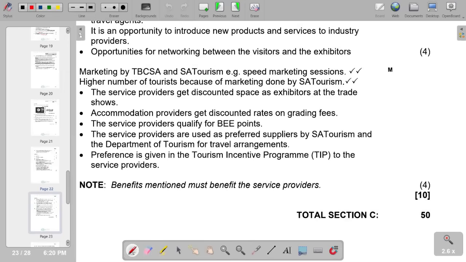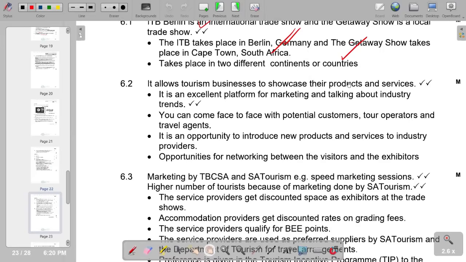So 6.2, it allows tourist businesses to showcase their products and services. It is an excellent platform for marketing and talking about industry trends. You can come face to face with potential customers, tour operators, and travel agents. It is an opportunity to introduce new products and services to industry providers. So these are the points that we have on 6.2.